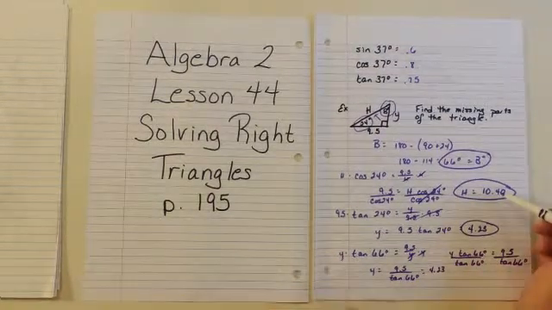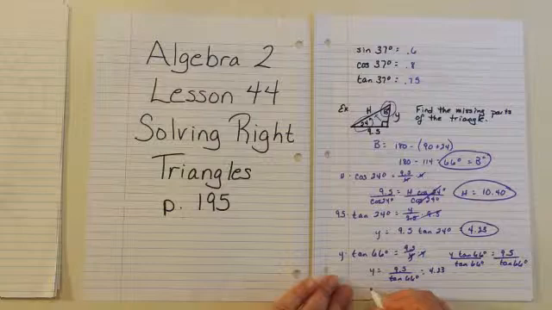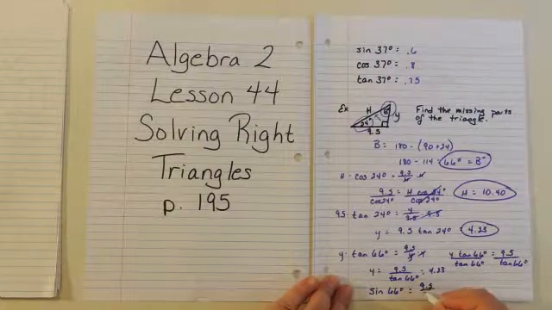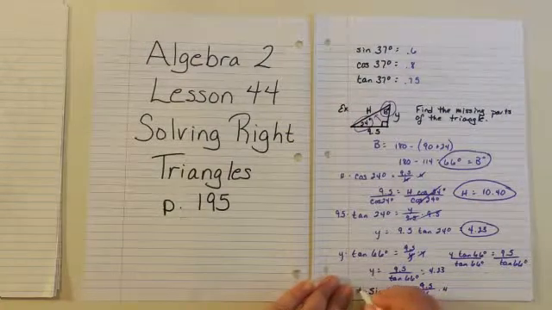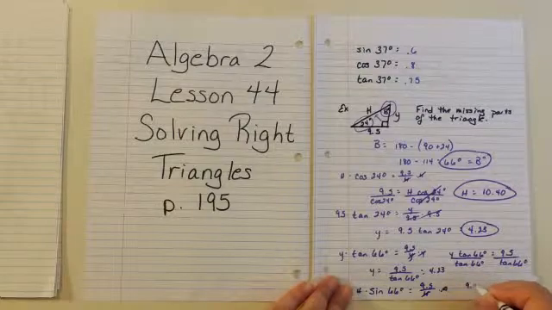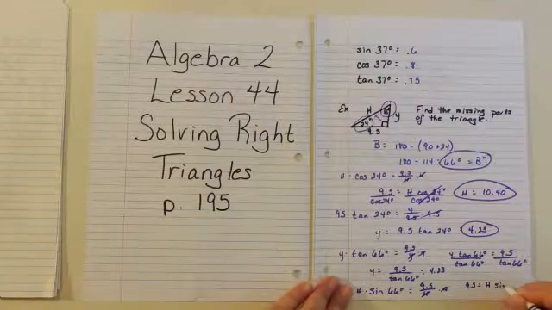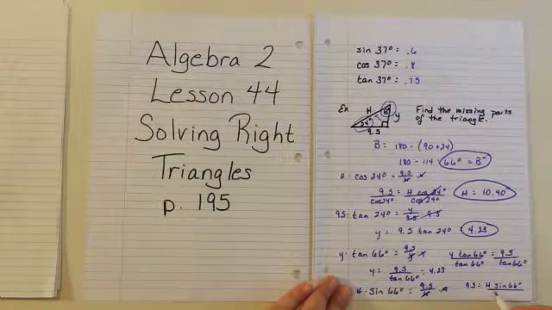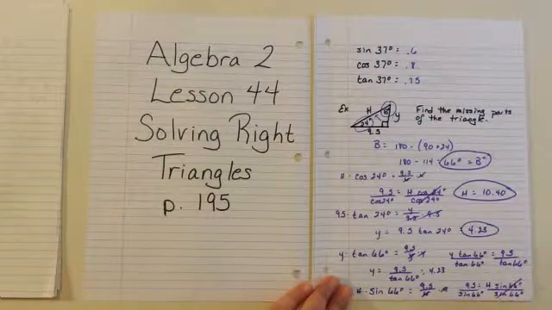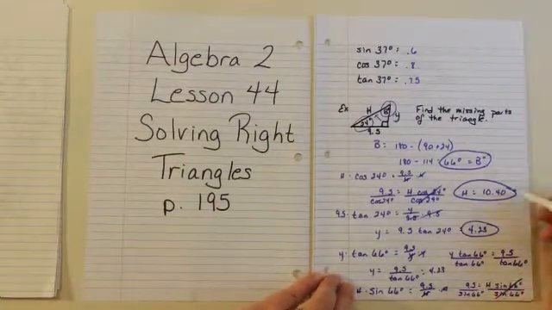We could have also solved H using the 66 degrees by using the sine. So the sine of B, which is 66 degrees, is the opposite, which is 9.5, over the hypotenuse. Multiply both sides by H to get rid of the denominator, and we'll have 9.5 equals H times the sine of 66. Divide both sides by the sine of 66. This cancels, and we're left with H equals 9.5 over the sine of 66, and that equals 10.4.